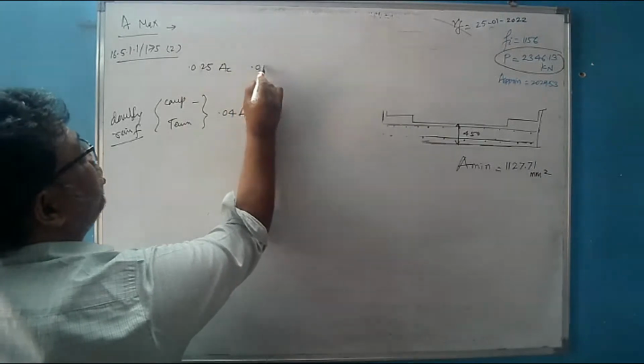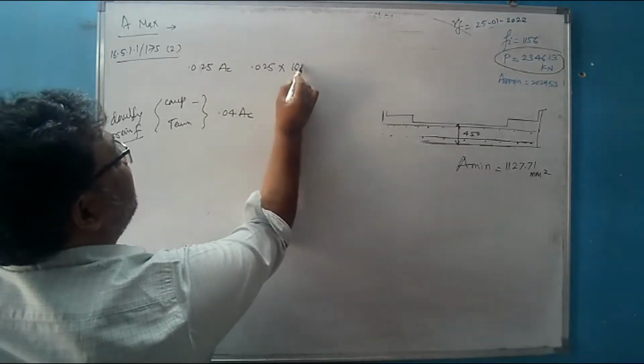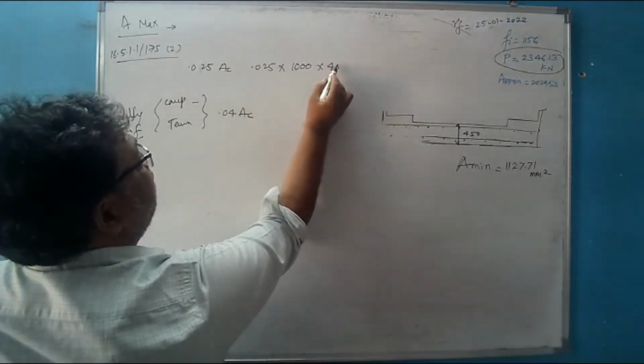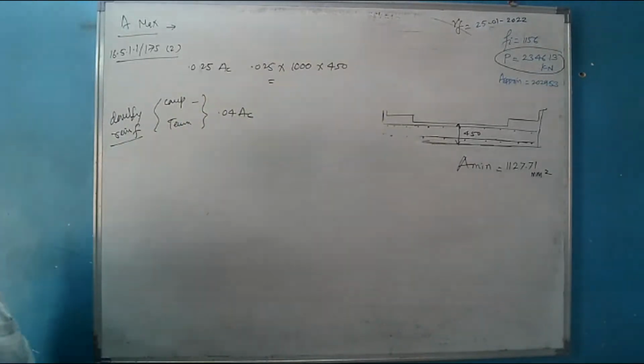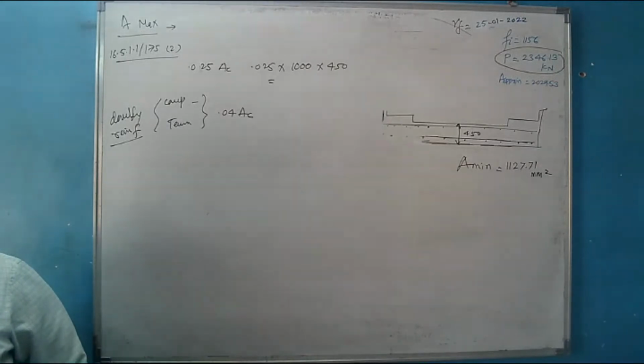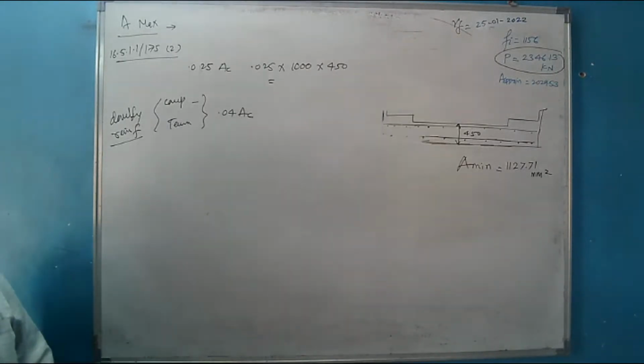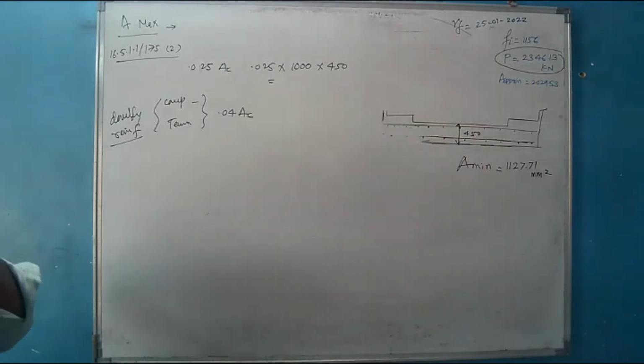So it is 0.025 multiplied by 1000 multiplied by 450, कितना आता है? What is the maximum area of steel to be provided? कितना हो रहा है ये? How much it is? ठीक है, I am concluding just in 2-3 minutes. What is the maximum area of steel to be provided?